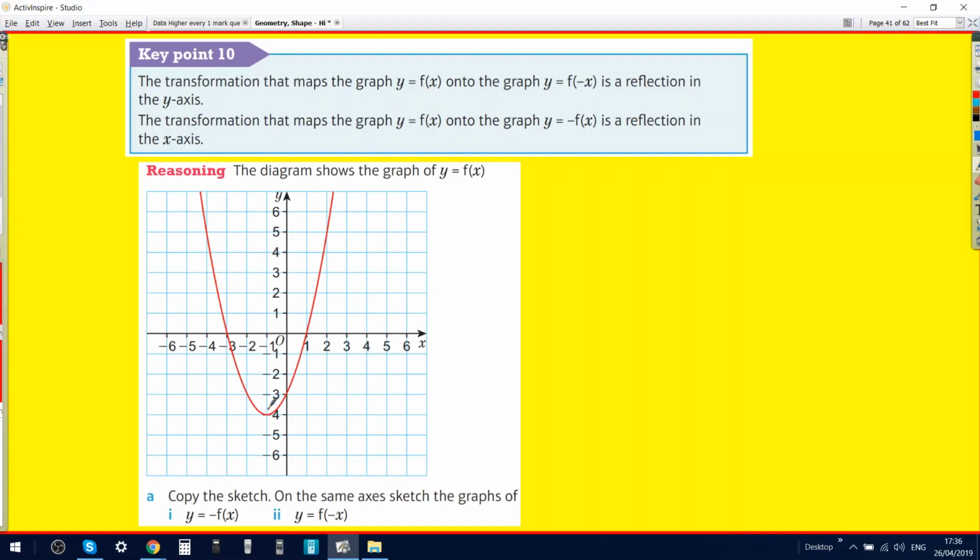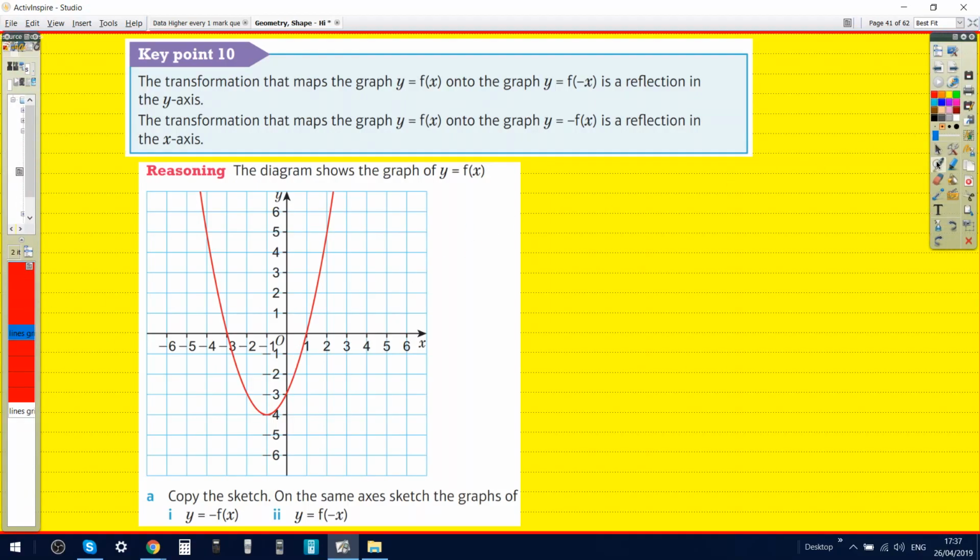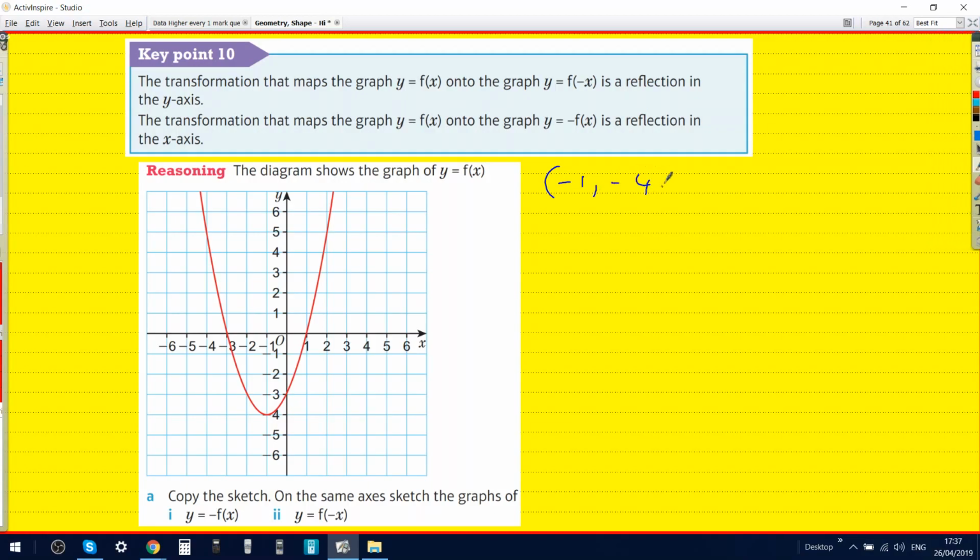So that would be like a double reflection. No, there's only one minus. So it's either going to be a reflection of the y's or the x's. So you only reflect the -4, -3, -2, -1, that bit. So the minimum is currently at -1, -4. Where will it go to? 1, 4. So you've reflected both the x and the y there.